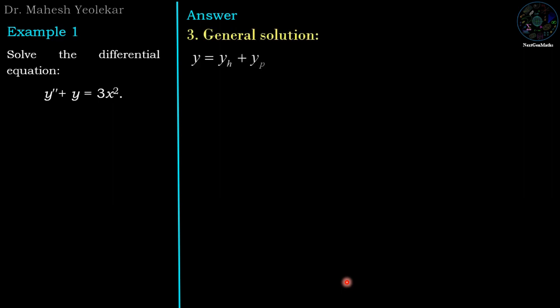Therefore, the general solution is yh + yp. So y = c1 cos x + c2 sin x + 3x^2 - 6. This is the general solution of the given non-homogeneous linear differential equation.